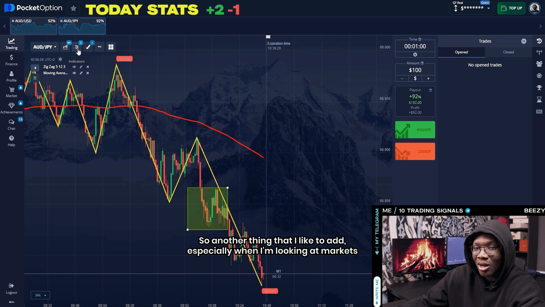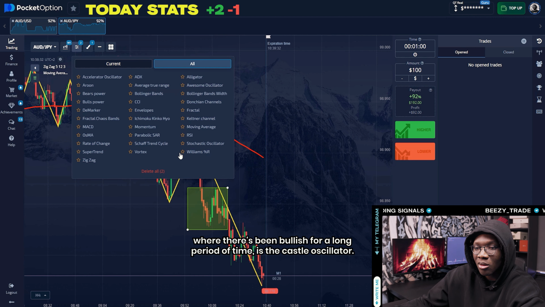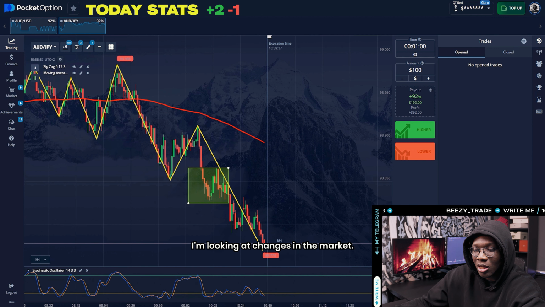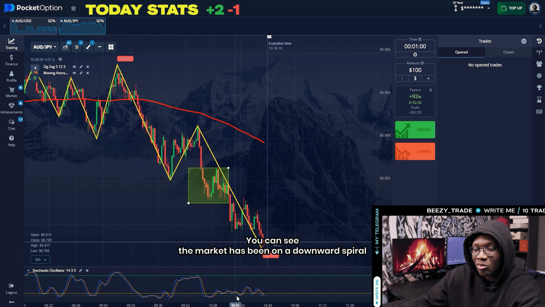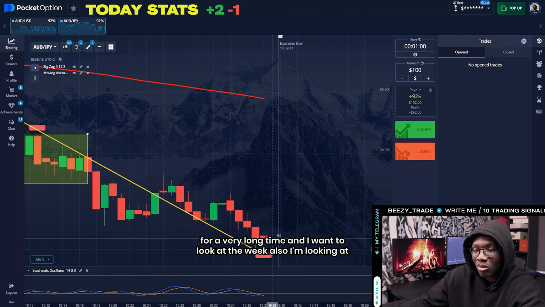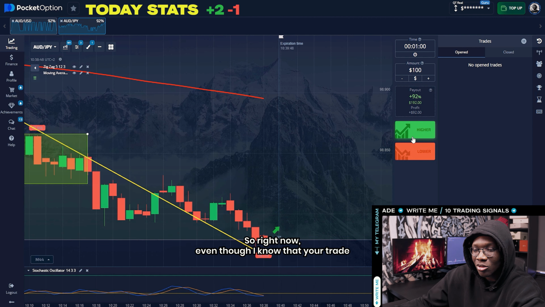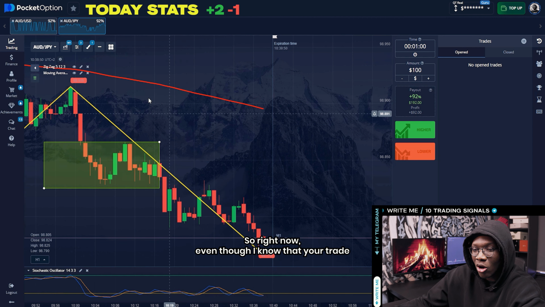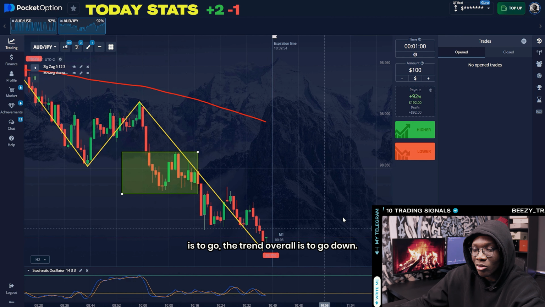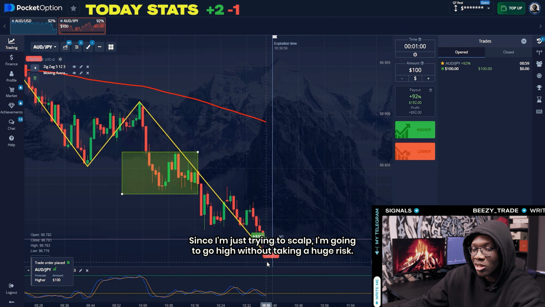Another thing that I like to add, especially when I'm looking at markets that have been bullish for a long period of time, is the stochastic oscillator. Now, when I add the stochastic oscillator, I'm looking at changes in the market, and I can see the market has been on a down spiral for a very long time. And when I look at the wick, that wick is finishing a little bit higher than it should be. So right now, even though the trend overall is to go down, since I'm just trying to scalp, I'm going to go higher here, which is taking a huge risk.